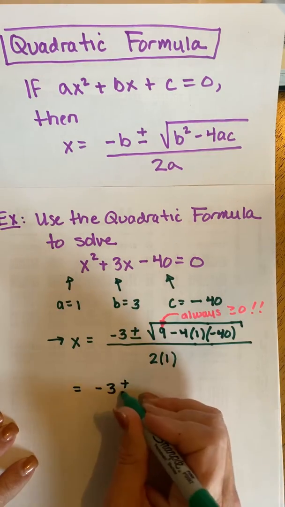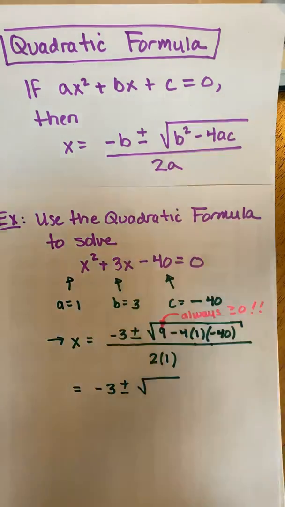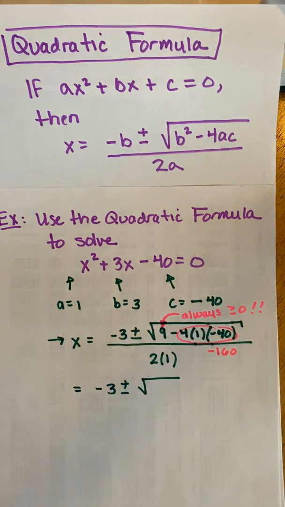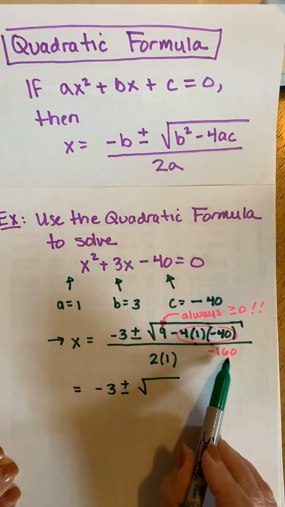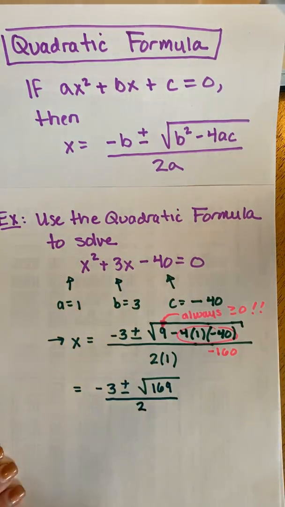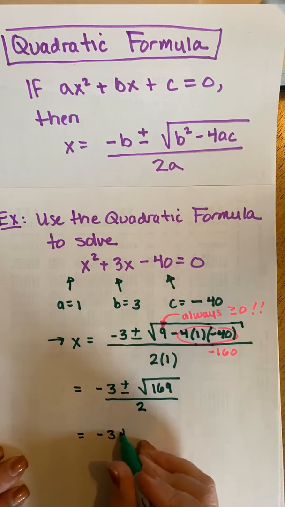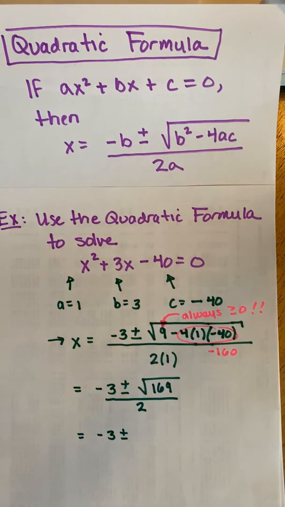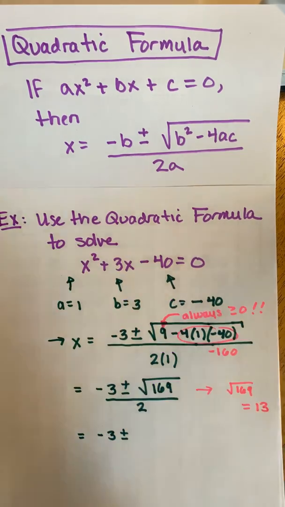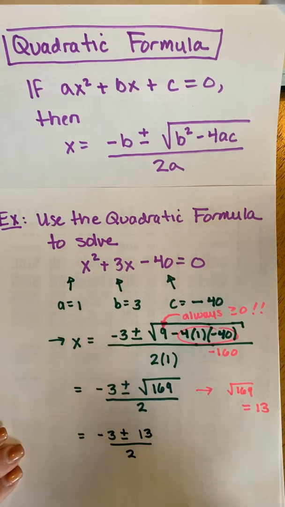So negative 3 plus or minus the square root of 9 minus 4 times 1 times negative 40. Well, this whole piece right here is negative 160. So 9 minus negative 160 becomes 169, all over 2. And I'm going to simplify because 169 actually is a perfect square number. The square root of 169 just happens to equal 13. We got lucky. So this is going to be negative 3 plus or minus 13 over 2.